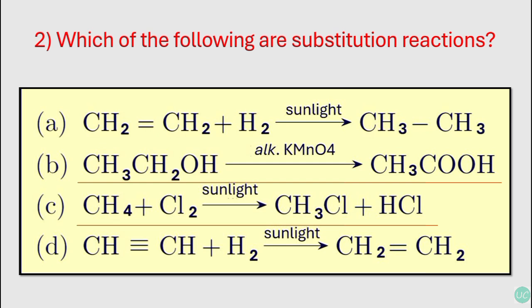Okay, and in option number D, there is ethyne, that is an alkyne, and the hydrogen gets added to it in presence of sunlight and it becomes ethene. So this is an addition reaction, not a substitution reaction. So the examples over here are B and C, the examples for substitution reaction.